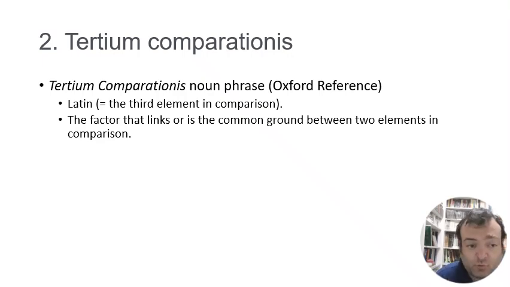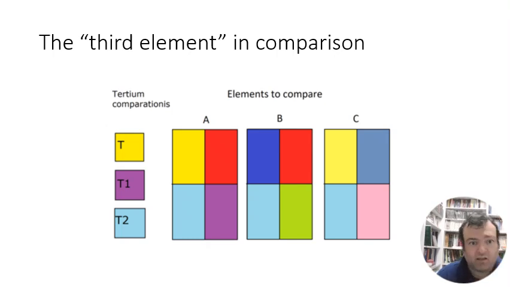And then I have to take into consideration the tertium comparationis, which is an important concept in comparative law. It means the third element of comparison. It is the factor that links, or the common ground between two elements in comparison. Let me show you a simple example. The elements we chose are elements A, B, and C.